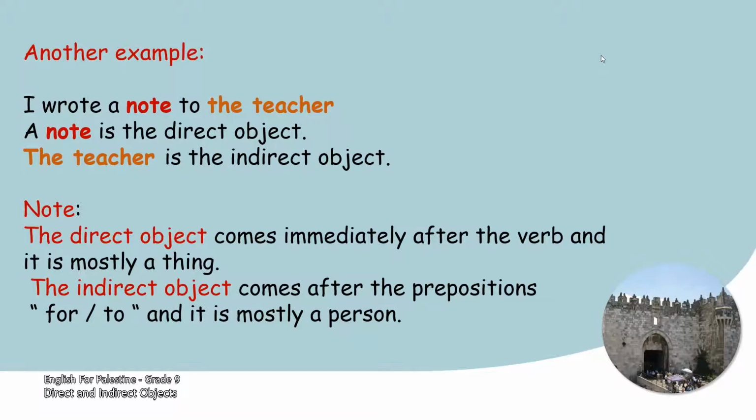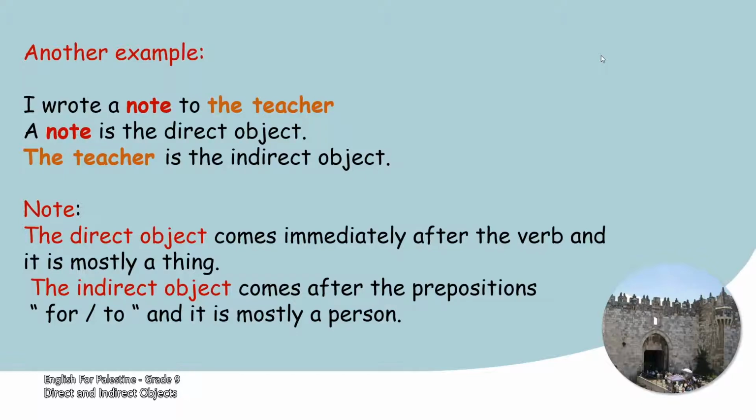Now, please pay attention that the direct object comes immediately after the verb and it is mostly a thing, a note. A note comes immediately after the verb wrote and it's a thing. While the indirect object, and that is the teacher in this example, should come after the prepositions for or to, and it is mostly a person.